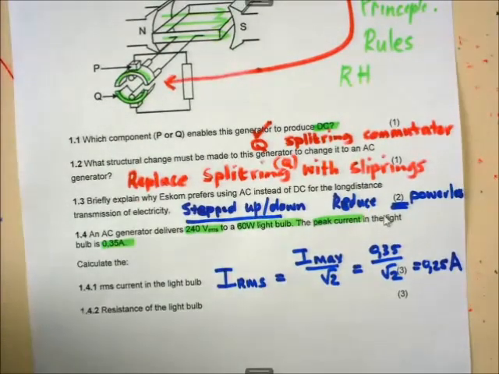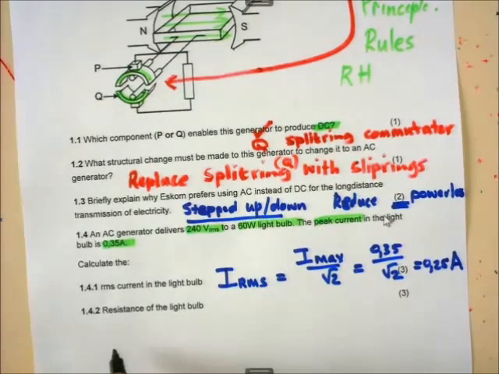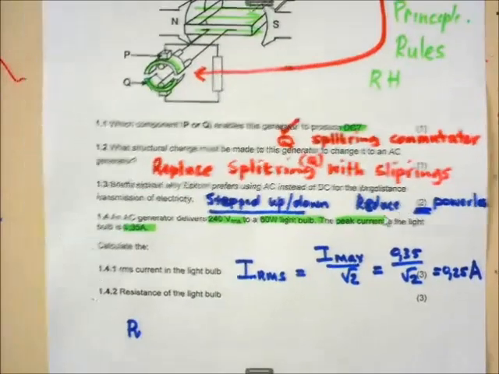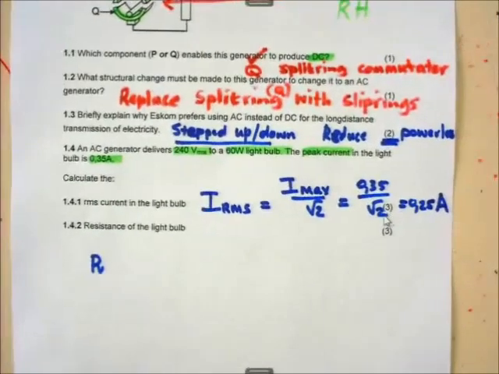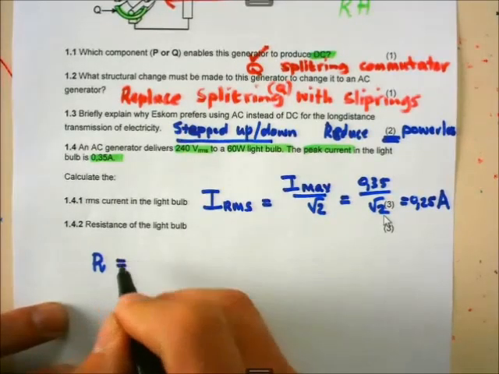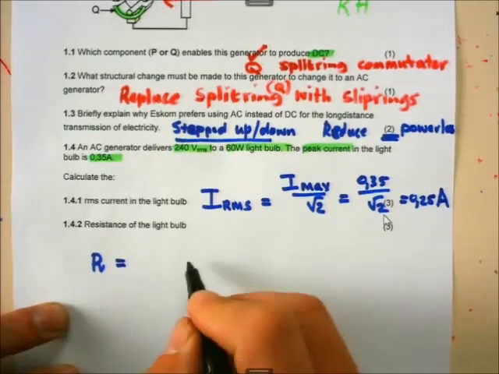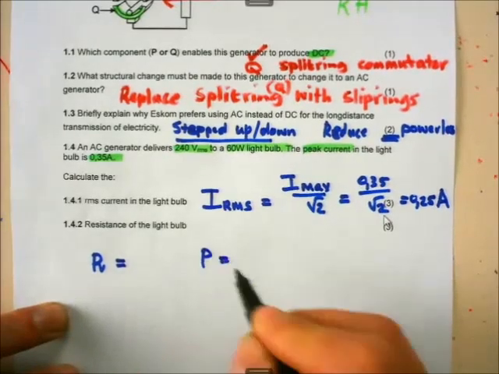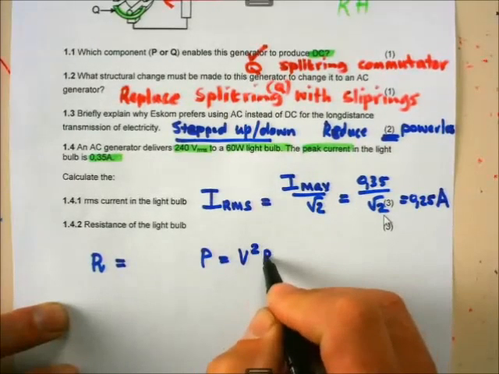Now they ask me, calculate the resistance of the light bulb. So I want to have R. Okay? If you go to your data sheet, you will see there's various ways in which you can calculate R. Let's go to this one. It's written like this: P equals V squared over R.